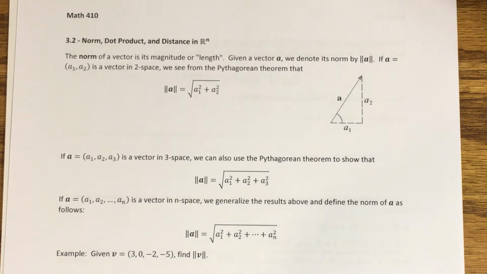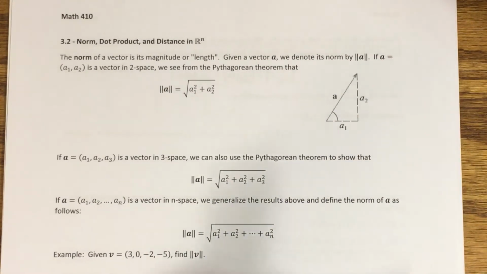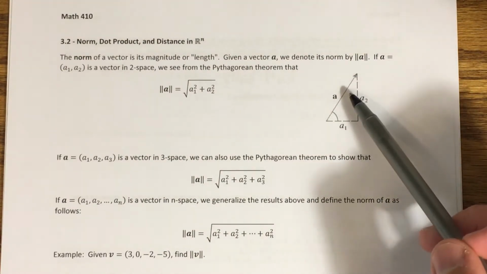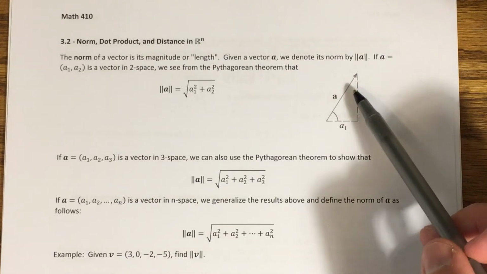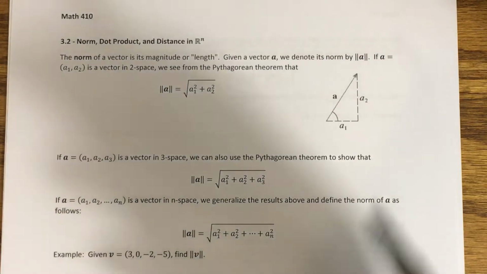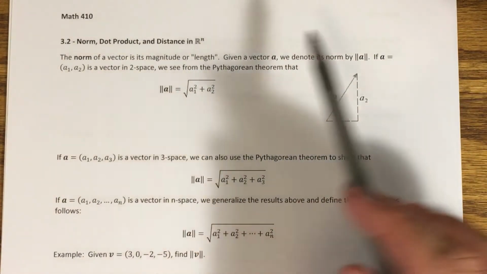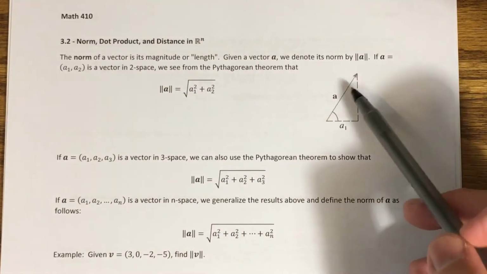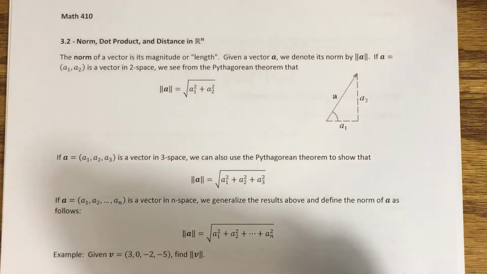In section 3.1, I was referring to the length of a vector when it's measured by an arrow like this, or represented by an arrow. We were calling that the magnitude, because that's the typical terminology that you see in physics or engineering. For us, though, we're going to stray away from using that terminology. We're going to be calling that the norm of the vector. So the norm is just a synonym for the magnitude.